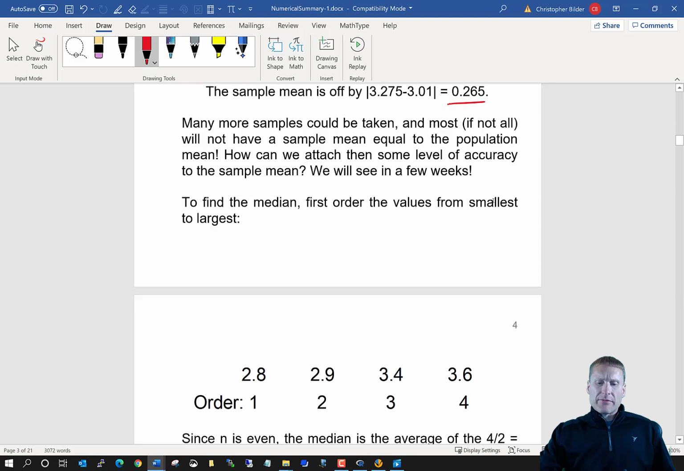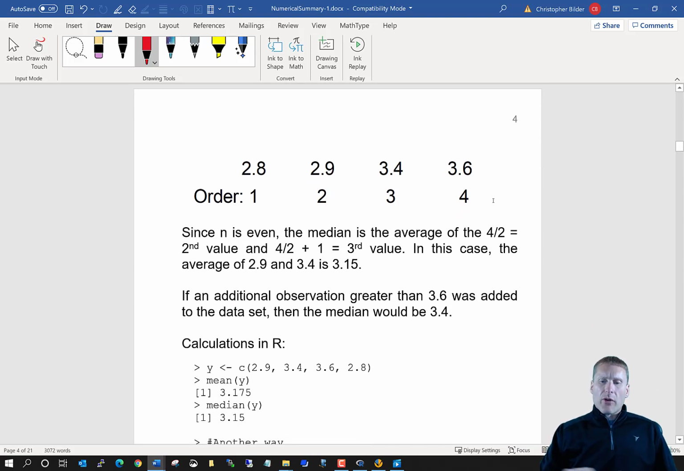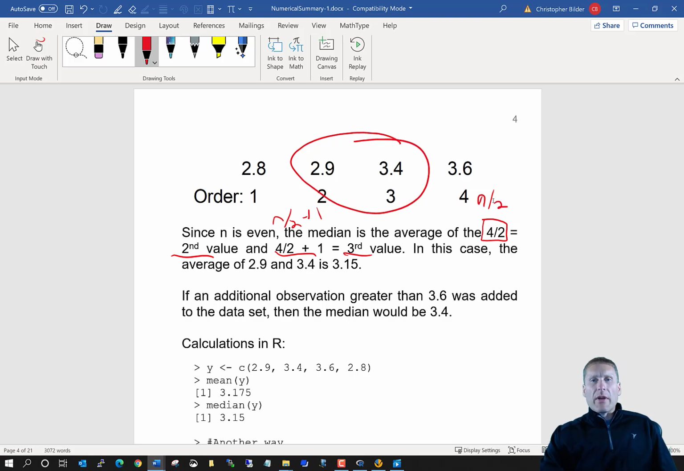Well, what about the median then? Well, again, if we go back to our original sample, we ordered them from smallest to largest. We have an even number of items here. So based upon what I mentioned a few pages before, we take the average of the n divided by 2 value and also the n divided by 2 plus 1 value. So in other words, the second and the third values here, we take that average and that becomes our median, in this case 3.15.